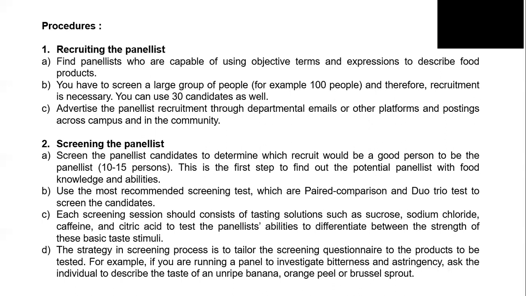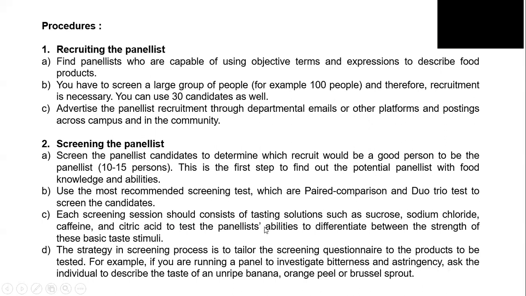So if you do the duo trio test, the panelists get a good score. You do the paired comparison test for several characteristics: saltiness, bitterness, sweetness. These panelists are also able to get a good score. Okay, it might be 100% correct. So those people have a chance to be selected to be trained as trained panelists.